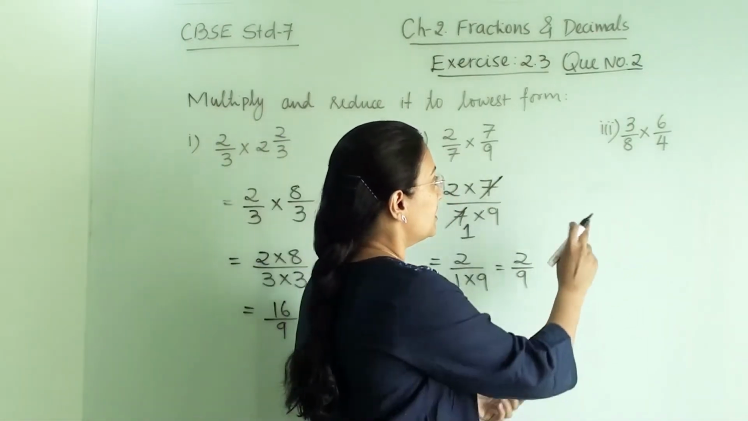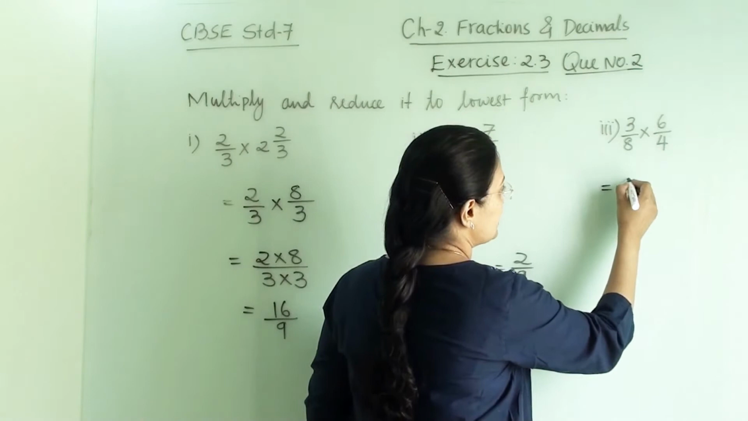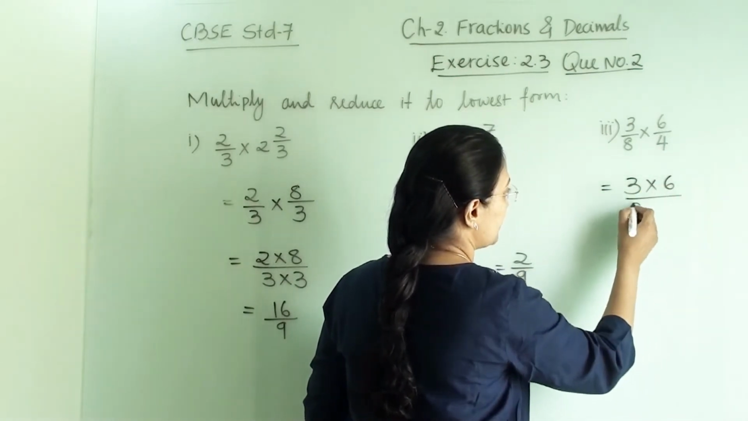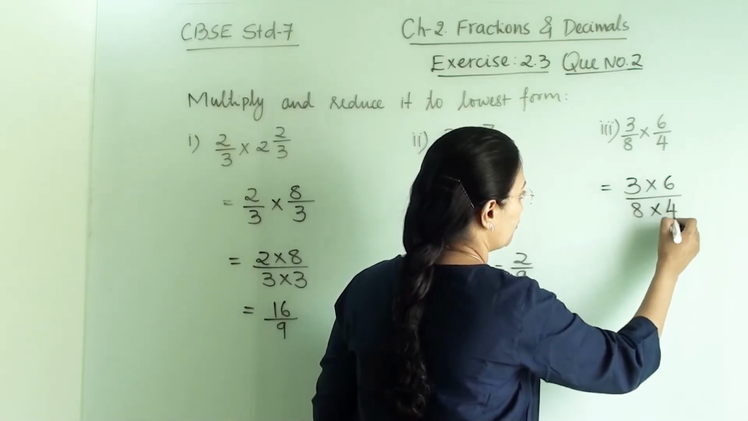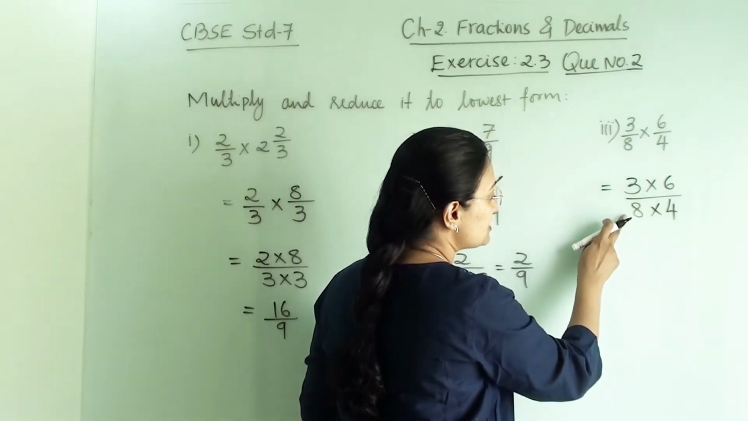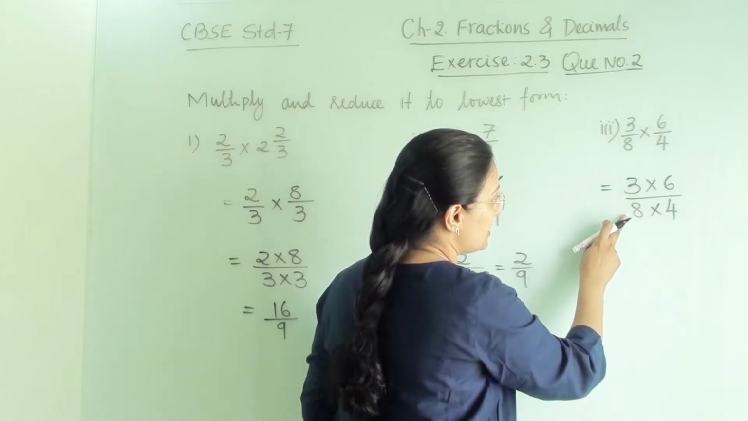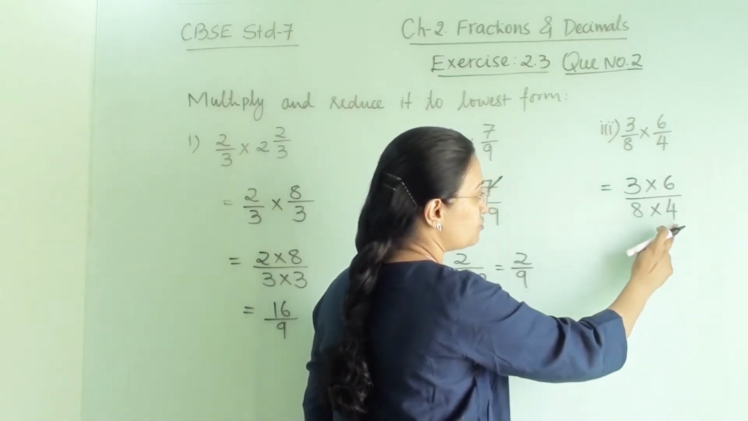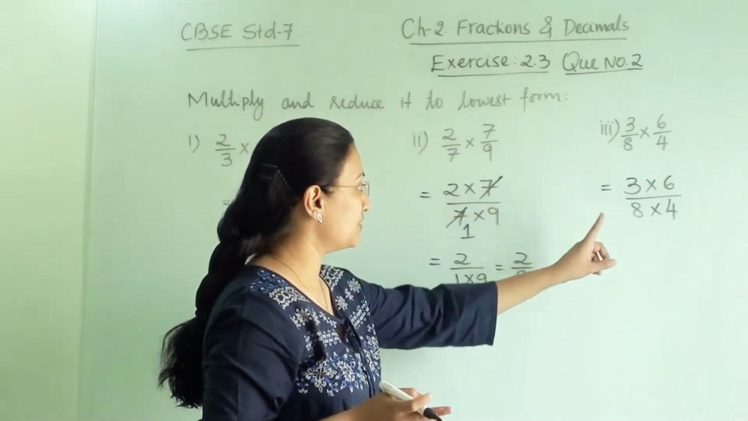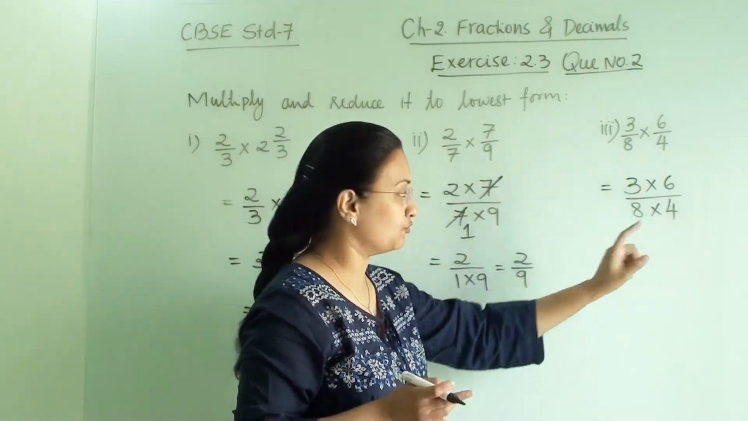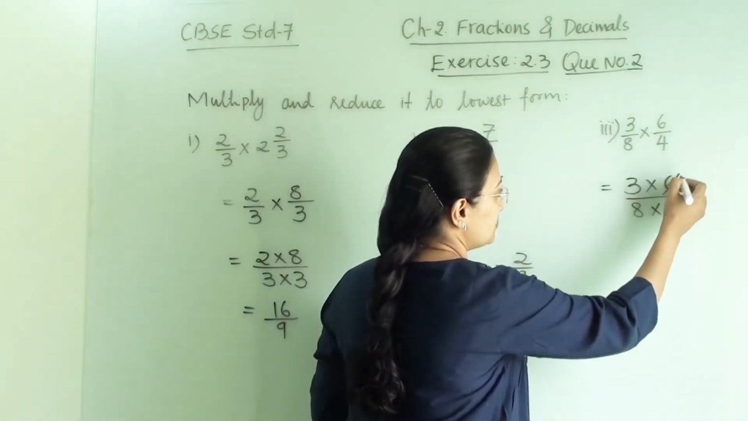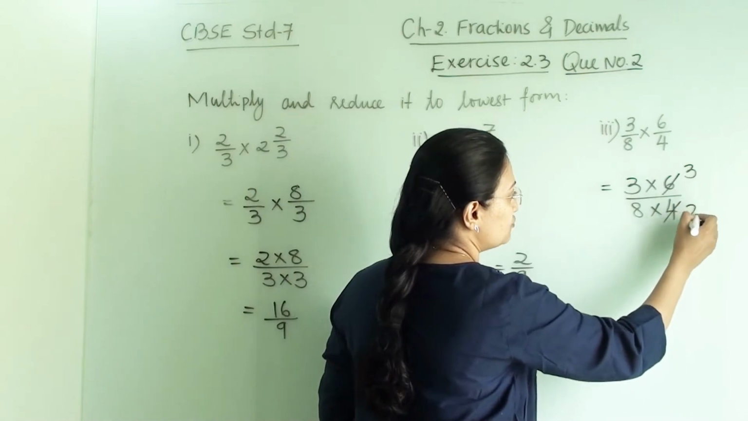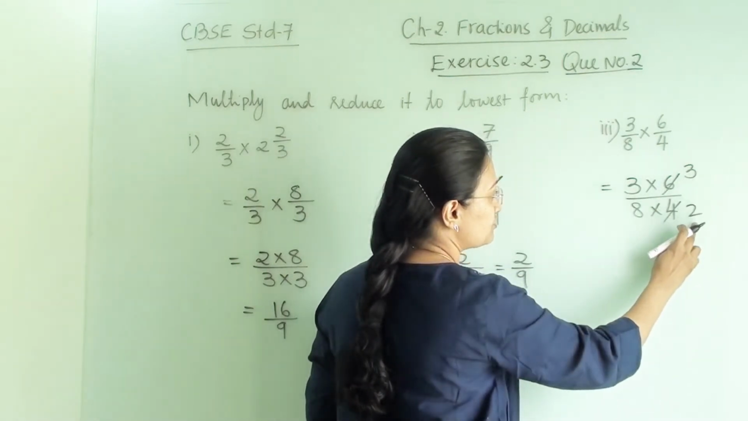Third numerical. Here let us write the next step in which we are clubbing: 3 into 6 and 8 into 4. Can we reduce this? Yes, we can reduce this. Here 6 is there, and in the denominator 8 and 4 are there. So we can divide by 2, either 8 or 4. So let us do that. 3 2s are 6 and 2 2s are 4. So 3 by 2 is going to be the answer.